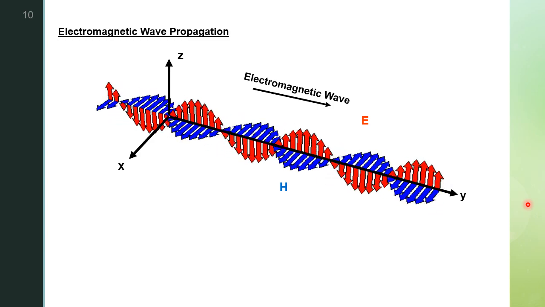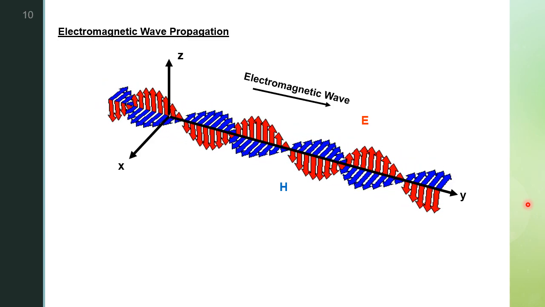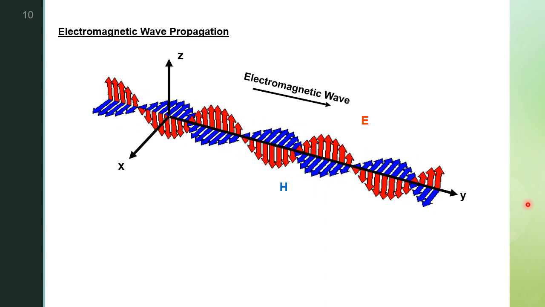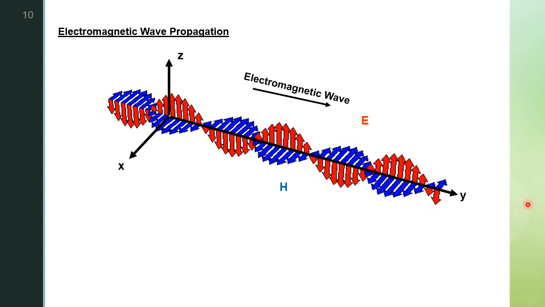So the electric field and magnetic field are perpendicular to the direction of propagation, and the electric and magnetic fields are also mutually perpendicular to one another. So these are the properties of an electromagnetic wave.